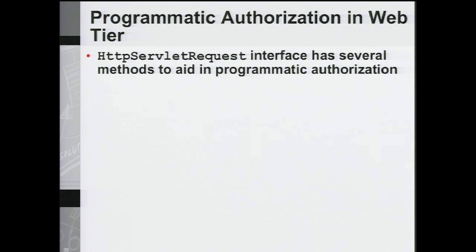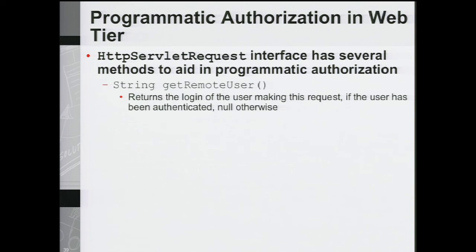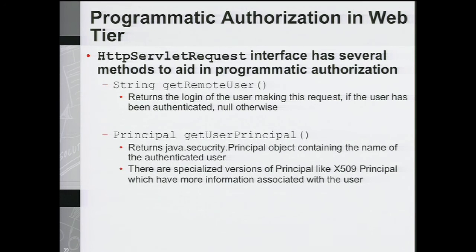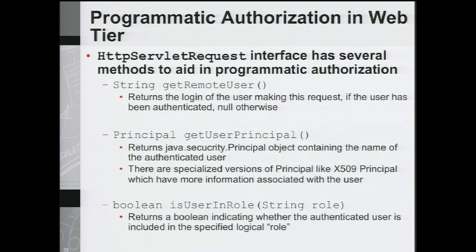So how do we do programmatic authorization in the web tier? Karthik covered a few APIs in the HTTP servlet request, and there are a few more. One of them is getRemoteUser, which returns the username of the currently logged in, authenticated user. And you have getUserPrincipal, which returns the principal object representing the user that's currently logged in. It's in the security package. And you also have a method called isUserInRole, which tests if the current user has the role specified in the argument, and returns true or false based on the assertion.